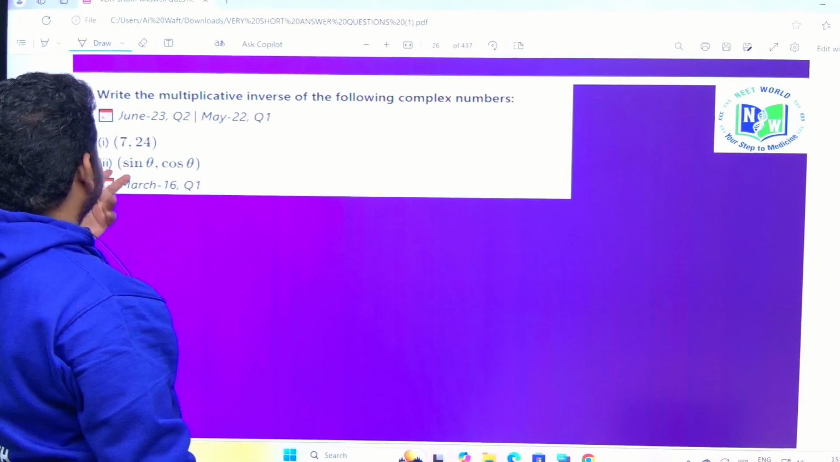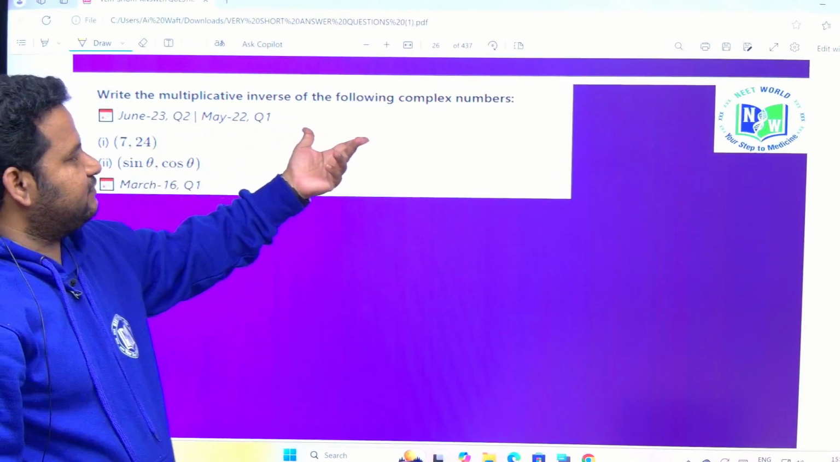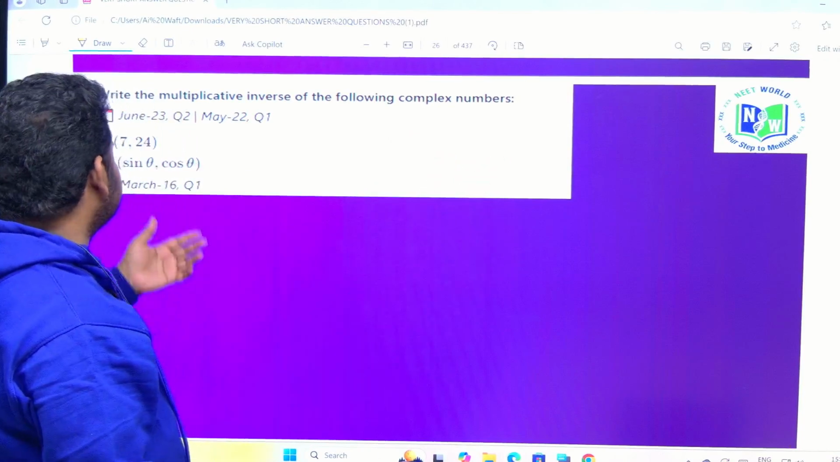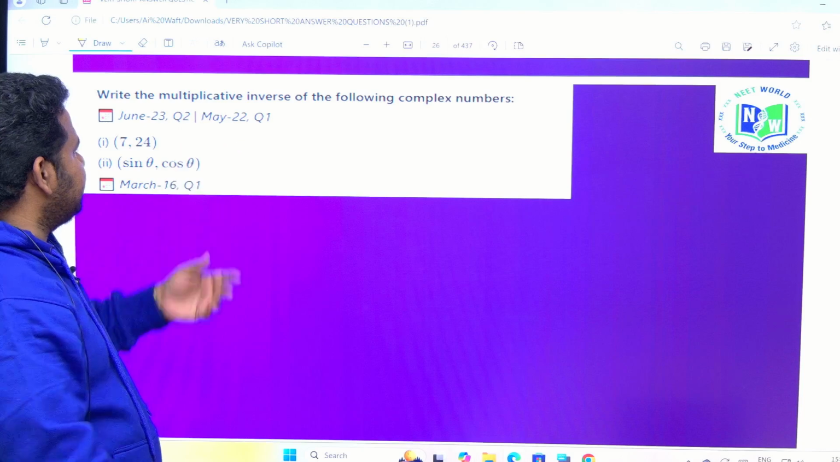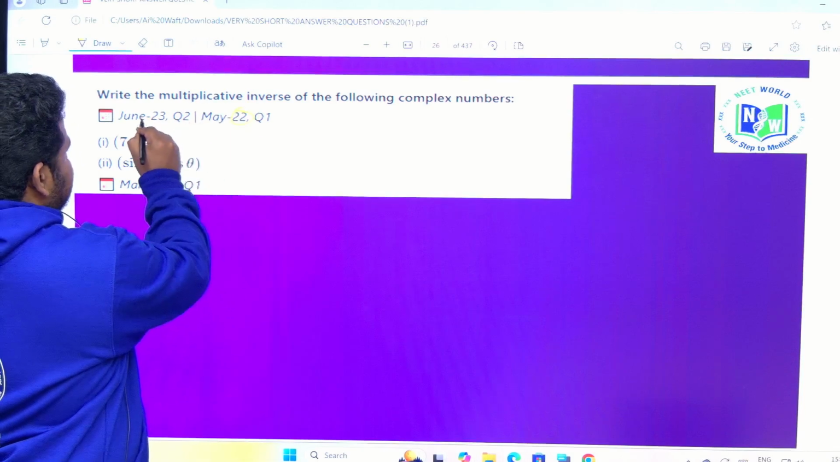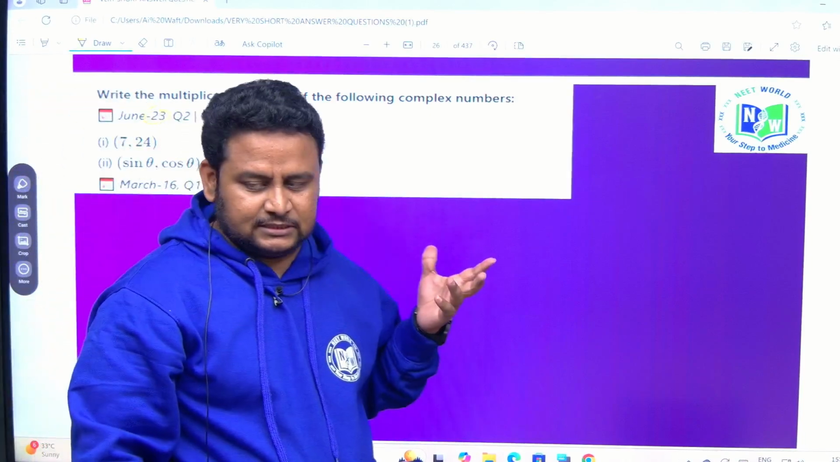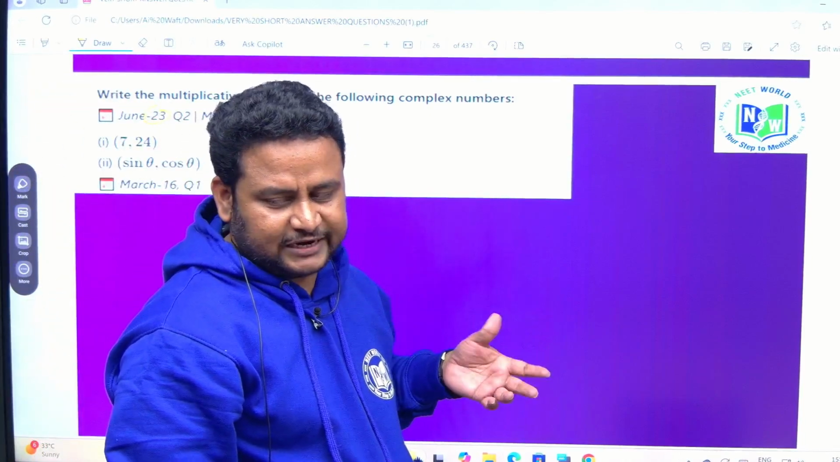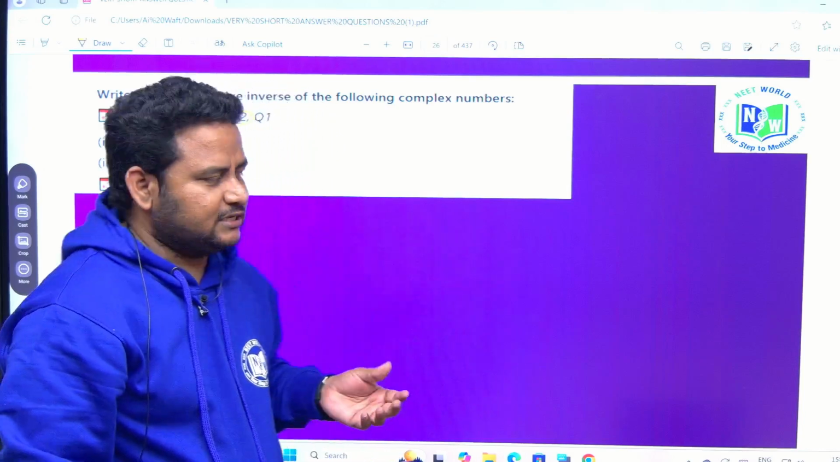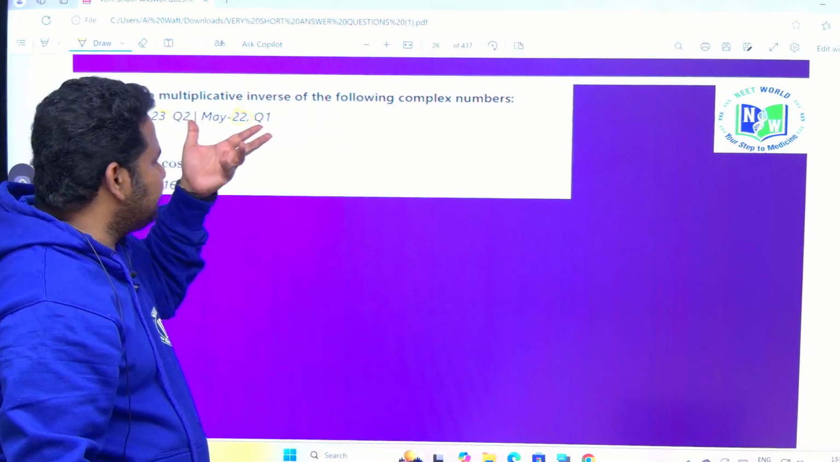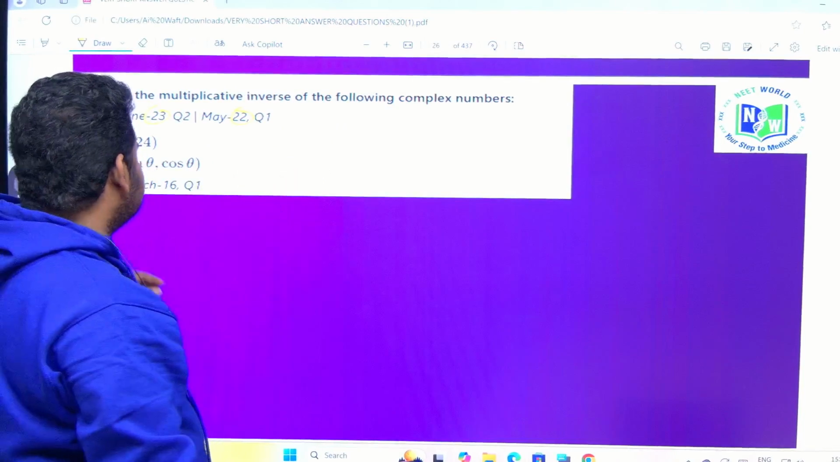So, here they have given two sub-questions. Write the multiplicative inverse of the given complex number. This is asked in 2023 and also in 2022. That is 2022 also 2023. That's why we are solving the PYQs, or at least the themes. That is multiplicative inverse, which is a very important theme. Okay.